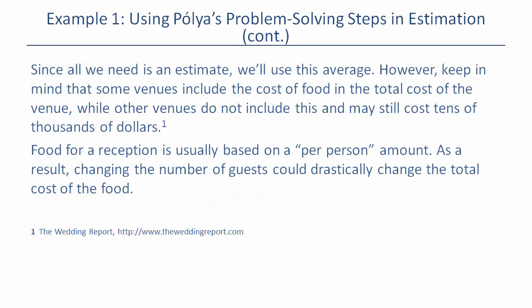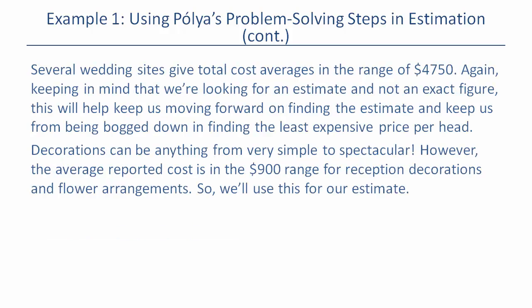Now, some things to keep in mind is, does the average cost of a venue mean just the venue, or does it also include food? Because some venues charge and they include the food. So just keep that in mind. But since we're not sure what's going to happen with our venue, we can then kind of break it up and see that several wedding sites give total cost averages in the range of $47.50. And again, because we're estimating, we don't want to get bogged down with specific numbers.